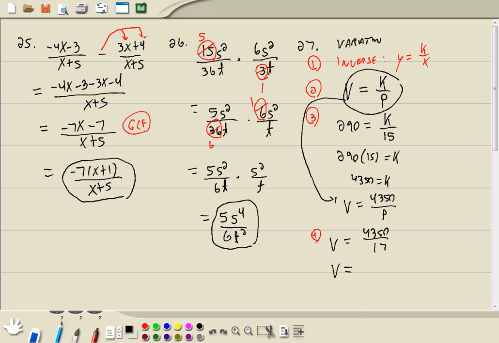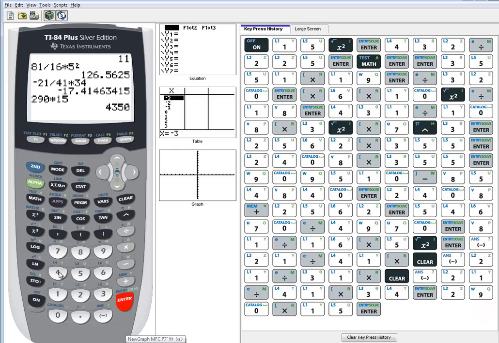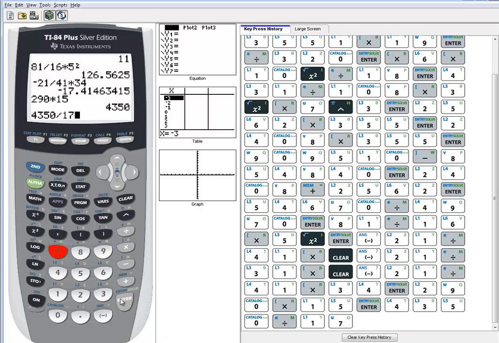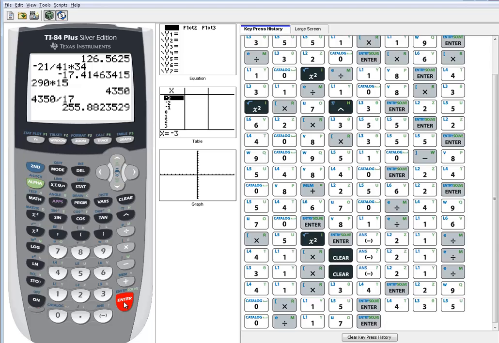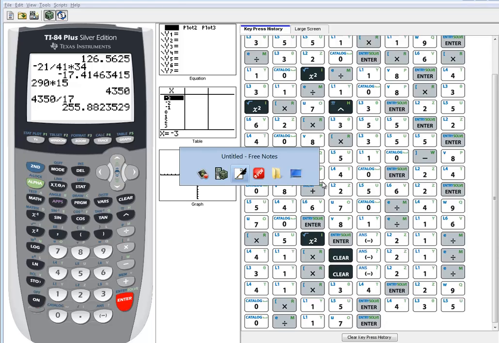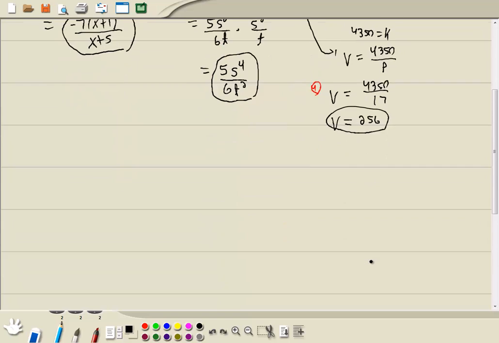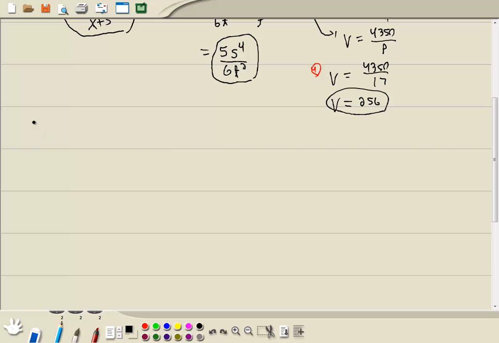Okay, so 4350 divided by 17. And the nearest one would be 256. There we go. Let's look at number 28.